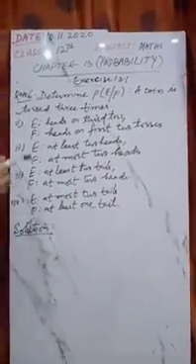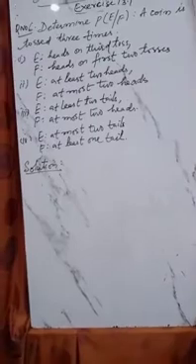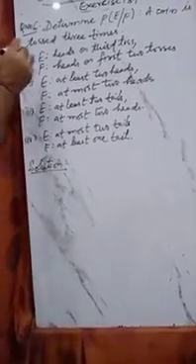So the question says the event E is heads on third toss, and F is heads on first 2 tosses. This is the first part. Now let us start. A coin is tossed 3 times.